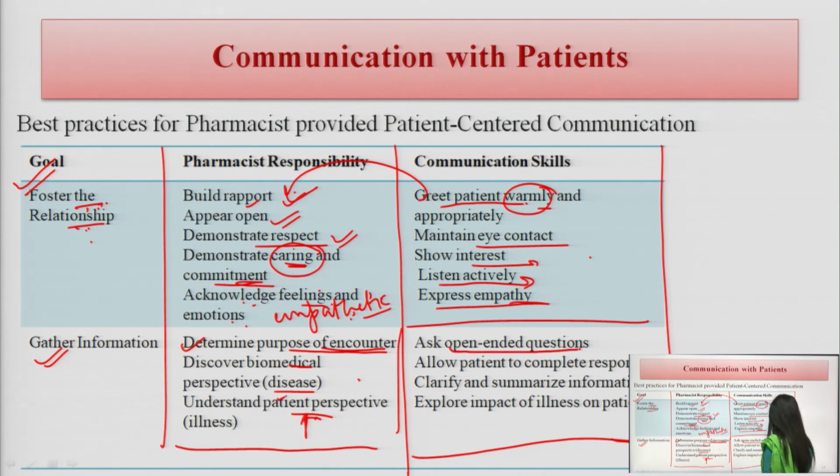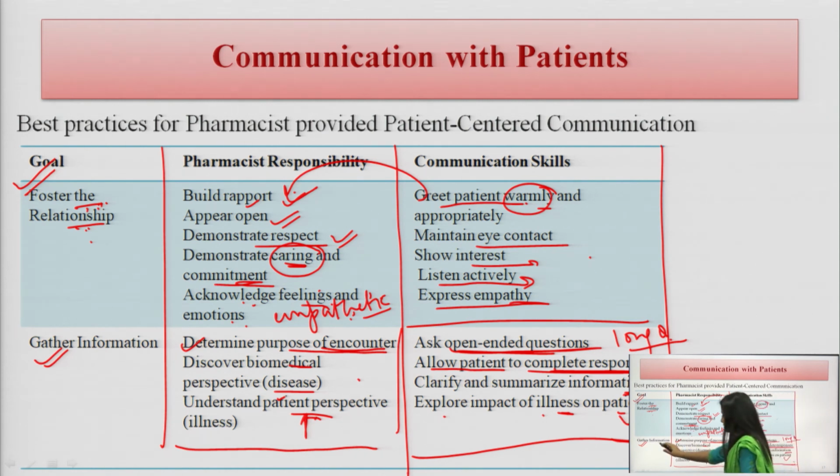The pharmacist will ask open-ended questions, which means longer questions. They are trying to understand the psychology of the patients. Allow patients to complete their responses. Clarify and summarize information, all the information they are gathering. Explore the impact of illness on the patients. So in this step, the pharmacist is telling the patient about their disease and the therapy, and also taking information from the patients.